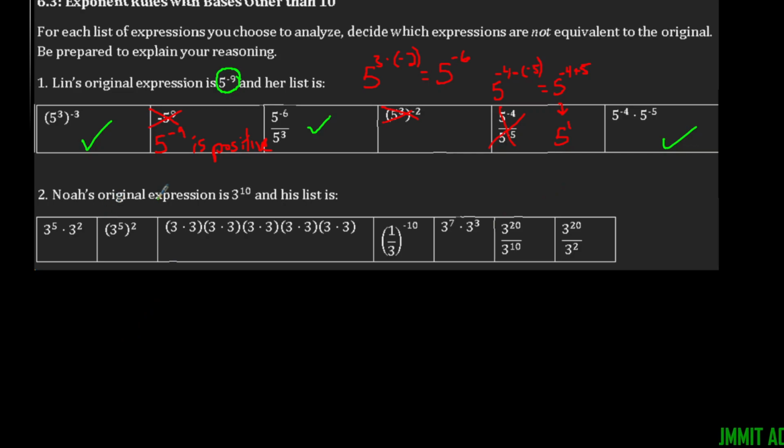And then for number 2, it says Noah's original expression is 3 to the 10th power, and it gives a list of values. So let's see which ones work and which ones do not work. So for that first one, again, you have to add the exponents. So this would be 3 to the 5th power plus 2 in the exponent, which is equal to 3 to the 7th power. So that's why that one's not right. However, these two are good because we multiply out. So I'm going to put a green check on that one.